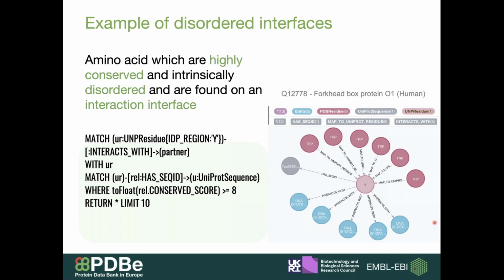And in this query, the first match clause is used to get all UniProt residues which are annotated as disordered. We use the IDP region property in a UniProt residue node to store this data. Now, with all these residues in several regions, we get all of their interacting partners using the interacts with relationship, which we discussed earlier. Now it's just a matter of filtering these residues based on their conservation scores.